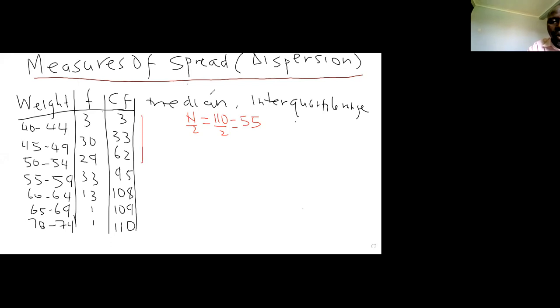So 55 is where? So I'll go with this. That is how the police come and surround your father's home, because the indication is you are the right person they're looking for. So that becomes our median class, which is 50 to 54.